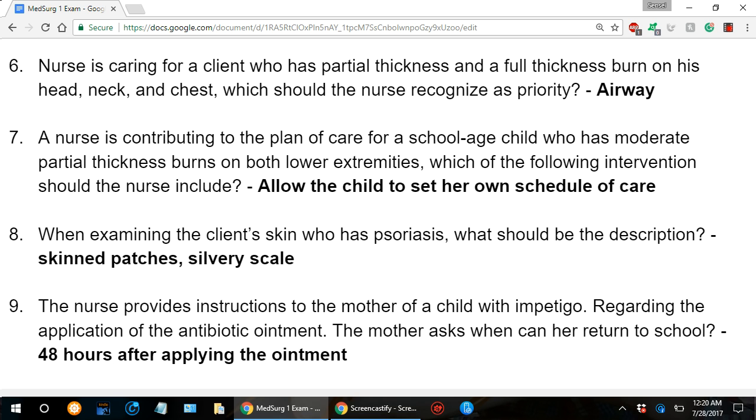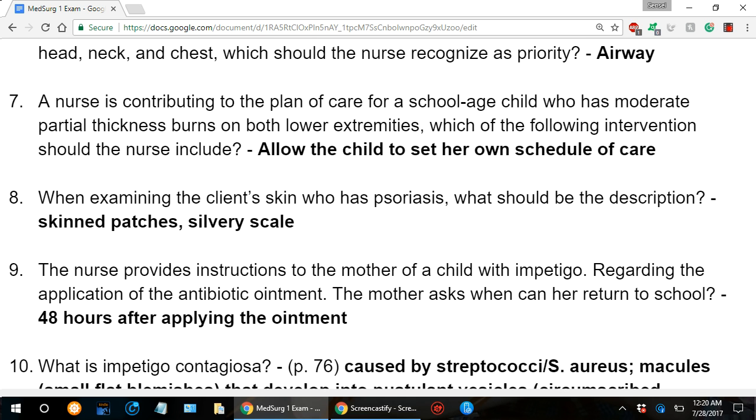When examining the skin of a client who has psoriasis, what should be the description? Skin patches and silvery scale. Client skin who has psoriasis will have skin patches and silvery scale.